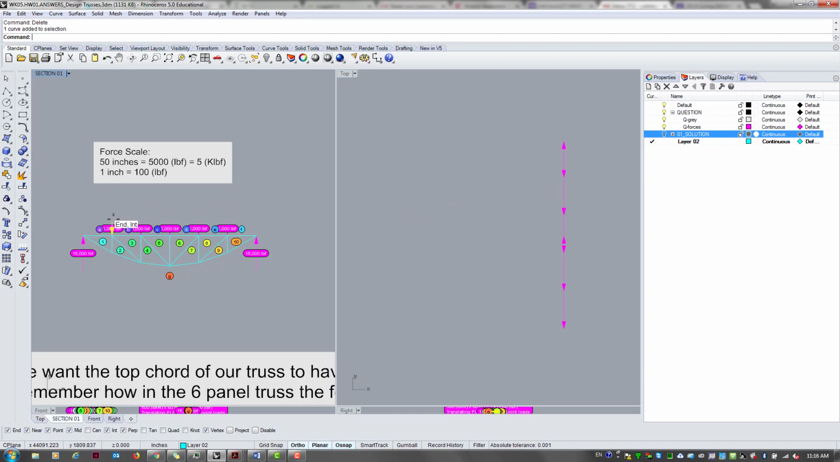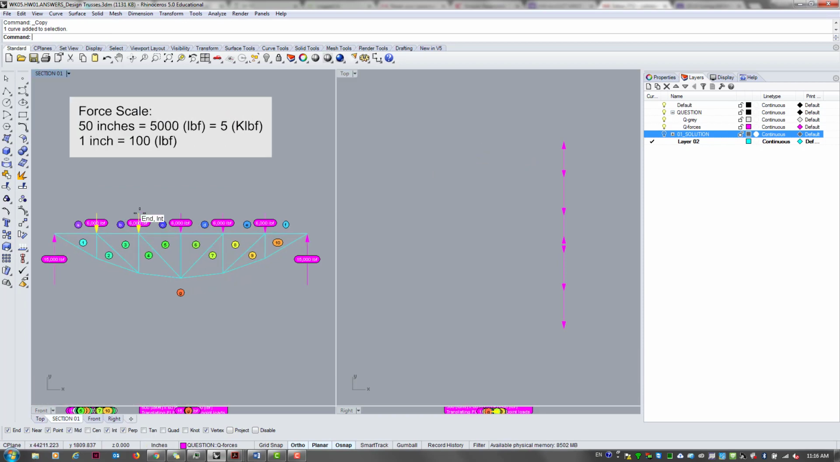What I'm going to do is same as always. You have 1, 2, 3, 4, 5 equal applied forces, and I've already calculated the reactions because it's symmetrical and simple. So the reactions are 15,000 pounds. So I'll copy these to the right, 1, 2, 3, 4, 5, and then you have the reaction.